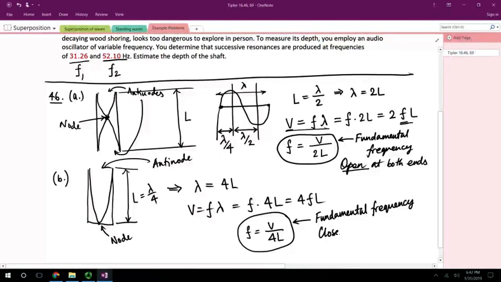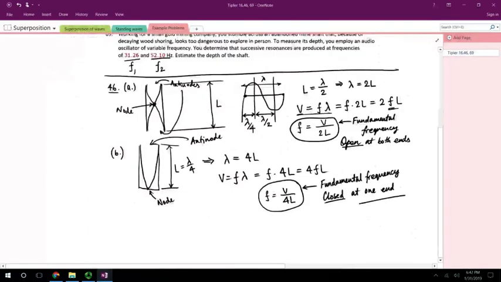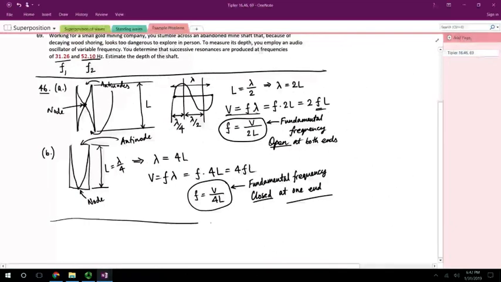Closed pipe. So closed organ pipe meaning closed at one end, right? So it's closed at one end. Okay, so that's how we work out the answers for problem number 46.